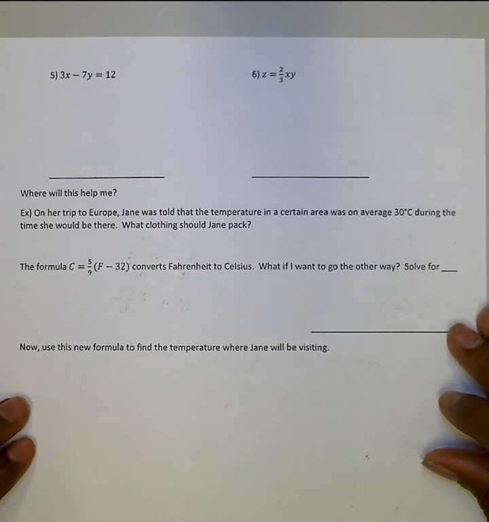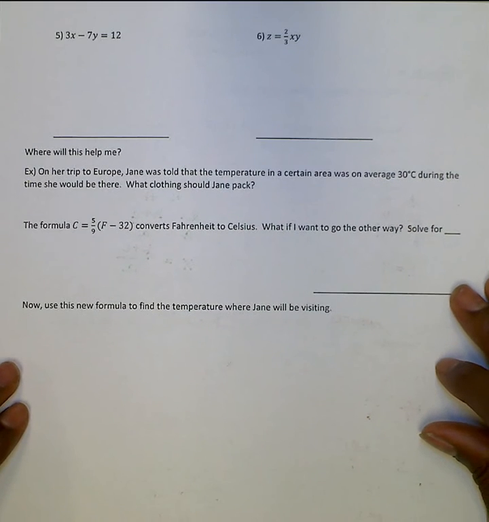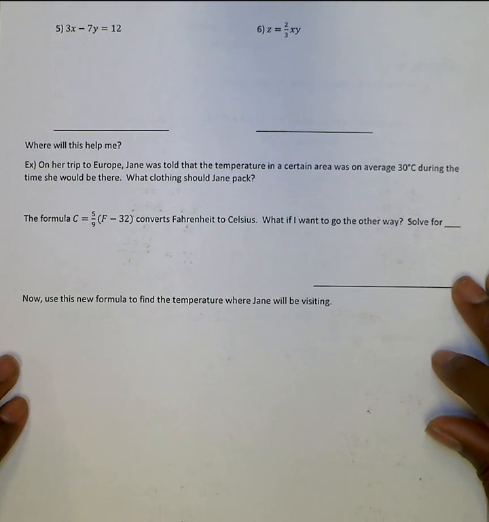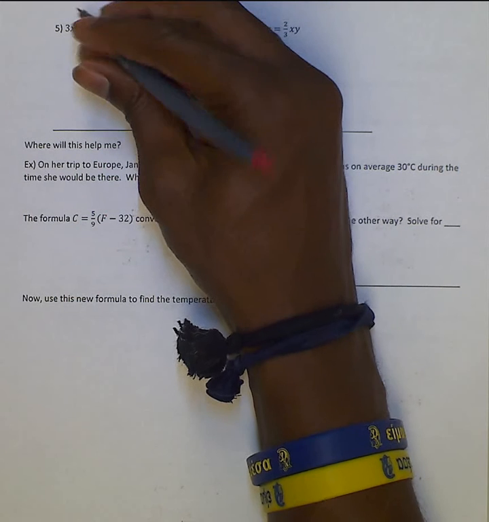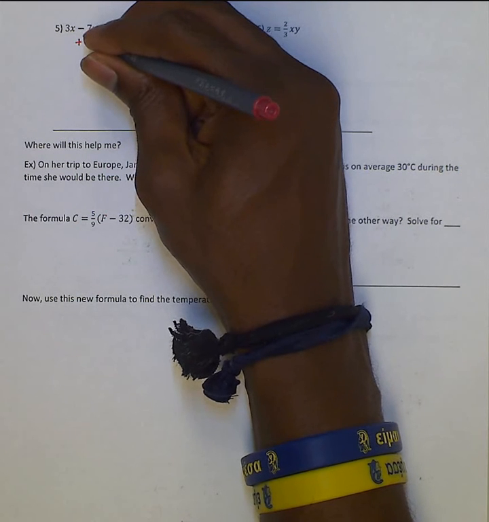Alright, let's look back here. A couple more examples back here. 3x minus 7y equals 12. Again, we're trying to solve for x. Okay, so I ask what's stopping x from being by itself? Well, the 3 and the 7y. So what do I get rid of first? Well, the 7y is subtracting from it, so I can just add 7y to both sides.